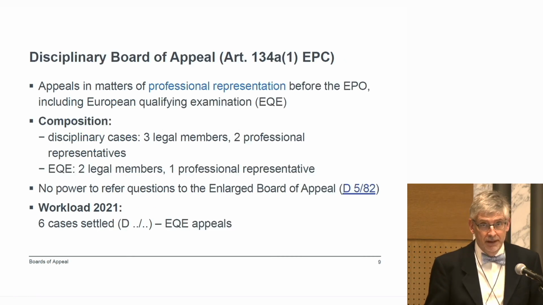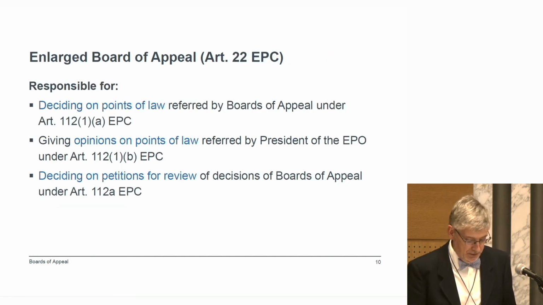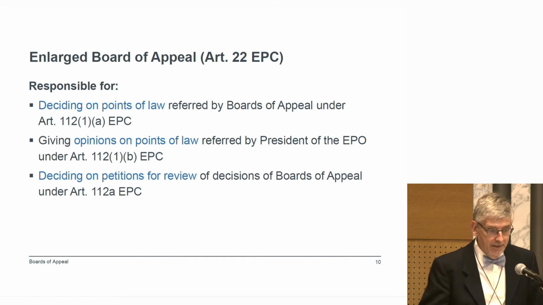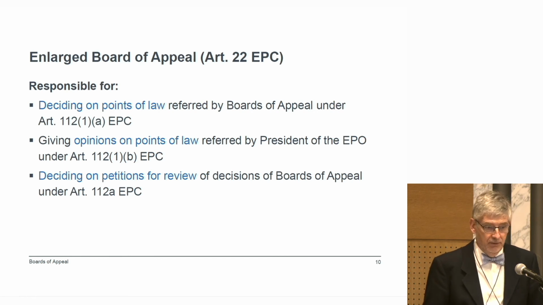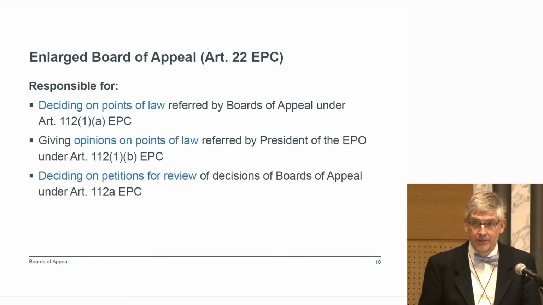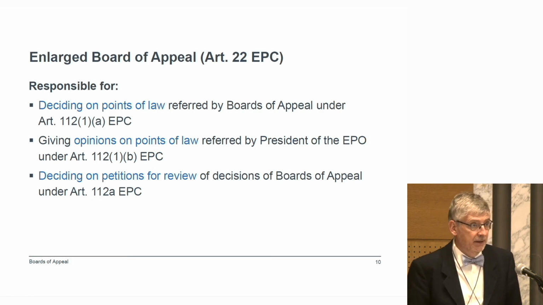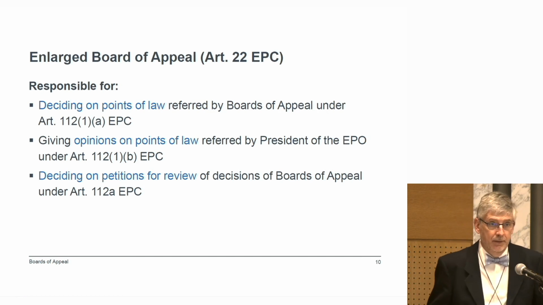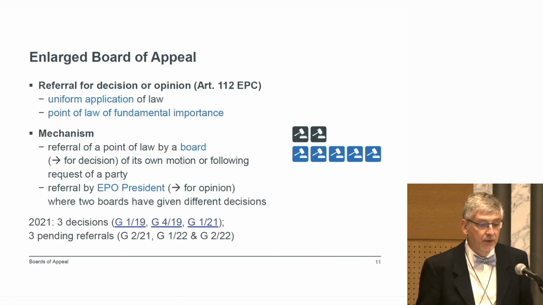The disciplinary board of appeal I skipped because I already mentioned its competence, and now I come to the enlarged board of appeal. The enlarged board of appeal is responsible for deciding on points of law referred to it either by a board of appeal or by the president of the boards of appeal, and also, since the coming into force of the first reform of the EPC 2000, on so-called petitions for review.